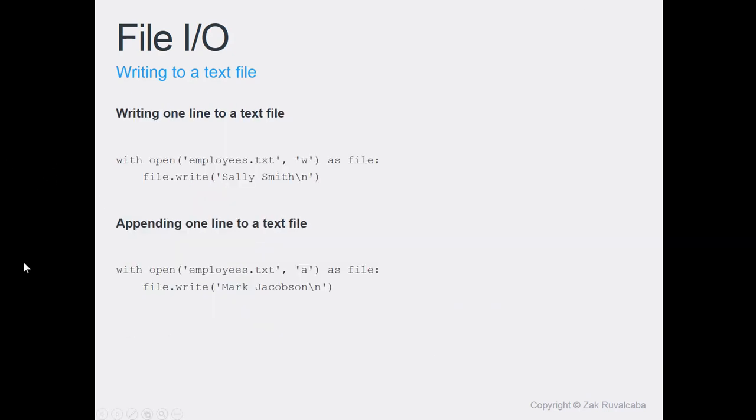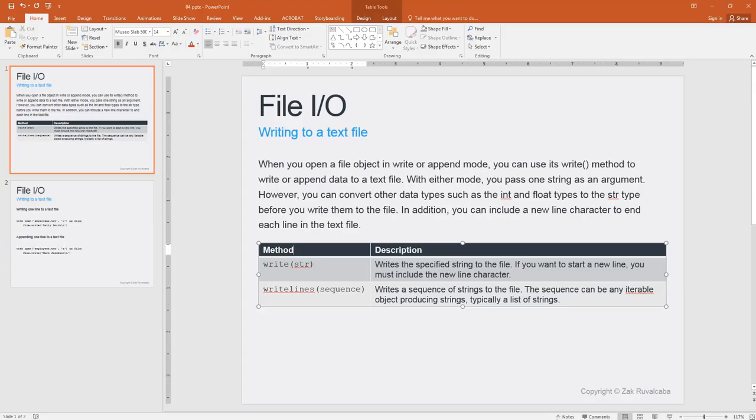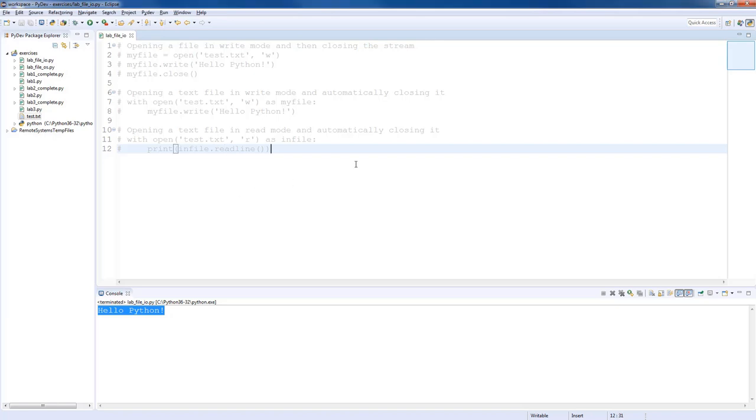In the first example, we're going to write one line to a text file. Notice that we have the \n there, which basically ends the line. And so then any line that I try to append to this later on would appear underneath, as opposed to right next to it. And then here, we take that same file, open it, and append Mark Jacobson to the same file. So let's take a look at how to do this. And we're done with that, so I'll go ahead and close it.